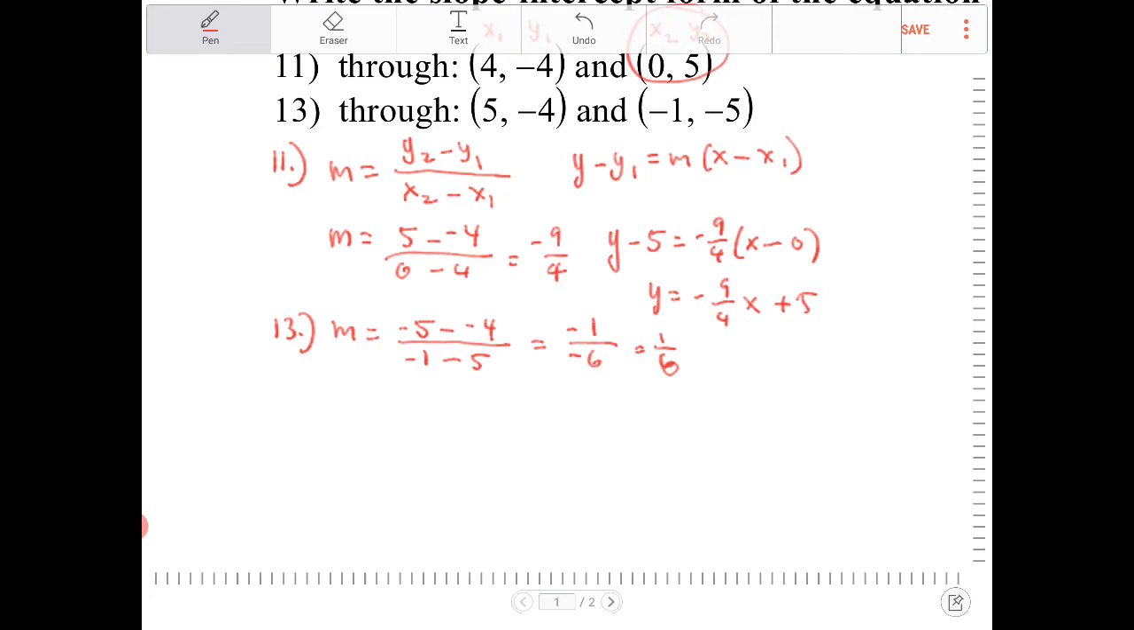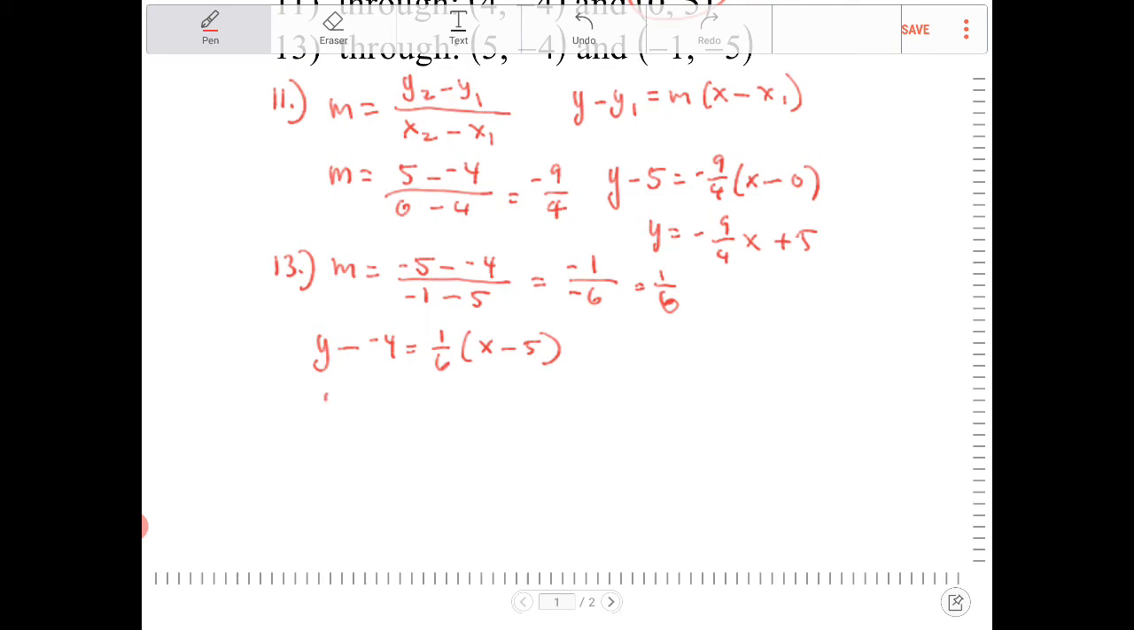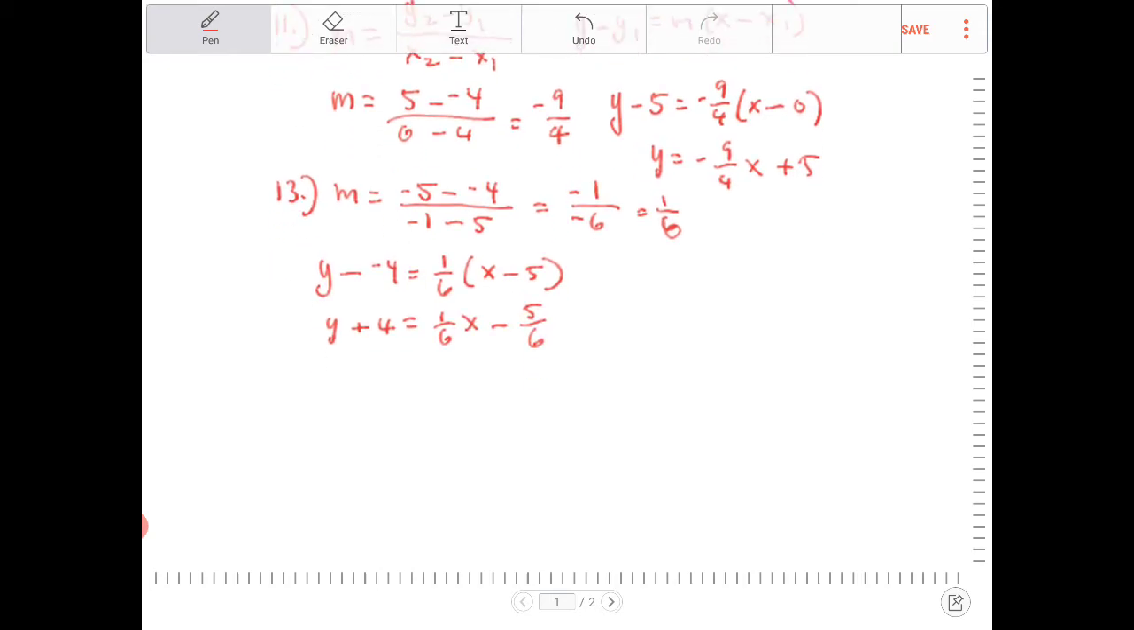All right. Okay, so the slope is equal to 1/6. Now it really doesn't matter which point I choose. I can choose (5, -4) or (-1, -5). So I'm going to choose the first one here. y minus -4 is equal to 1/6 times x minus 5. I distribute the 1/6 through. I end up with y plus 4 is equal to 1/6 x minus 5/6. I subtract 4 from both sides. I end up with 1/6 x minus 5/6 minus 4.